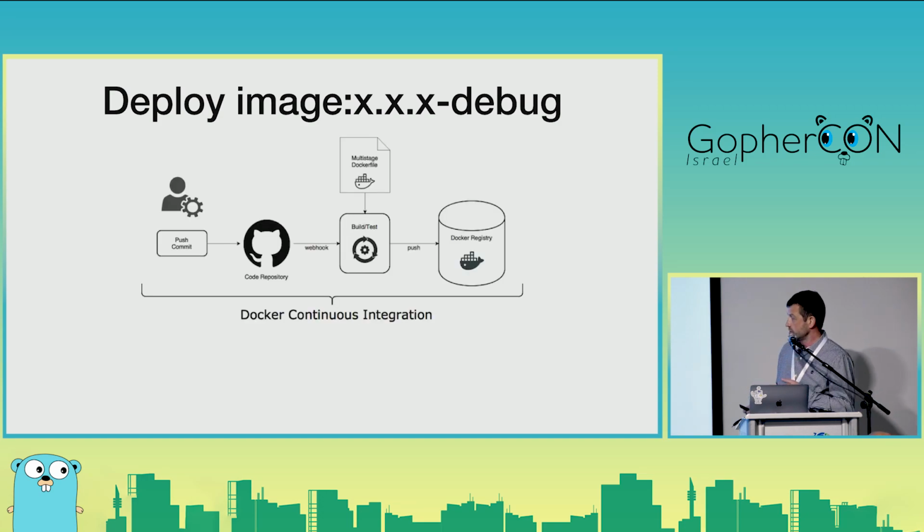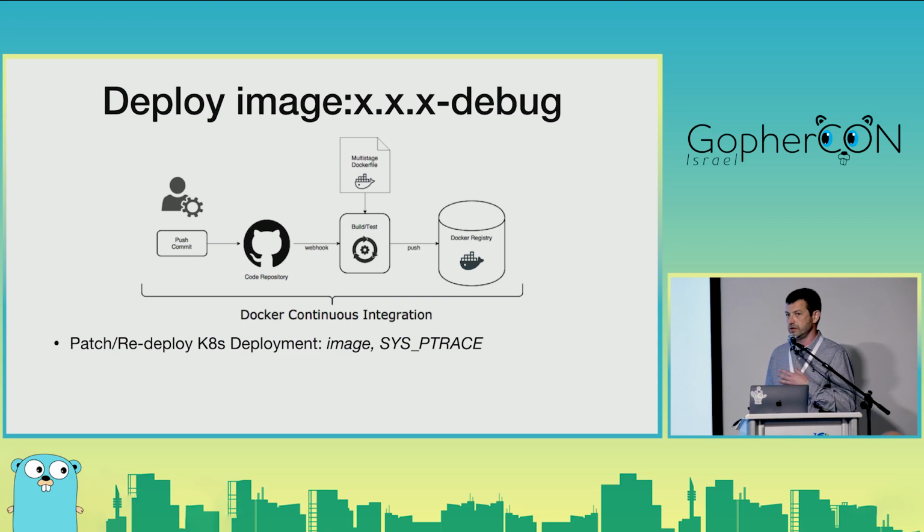Then you go through this life cycle. You push your code, you build the image, push it to the Docker registry, but that's not all. Right now we need to update the Kubernetes deployment. Kubernetes has a nice command, patch. You need to use the patch command to update the existing deployment or redeploy your application with the new image. You need to put a new image with a new tag. Let's say it's the debug tag. And also add some capabilities. In our case, it's recommended to add the SYS_PTRACE capability to the container.